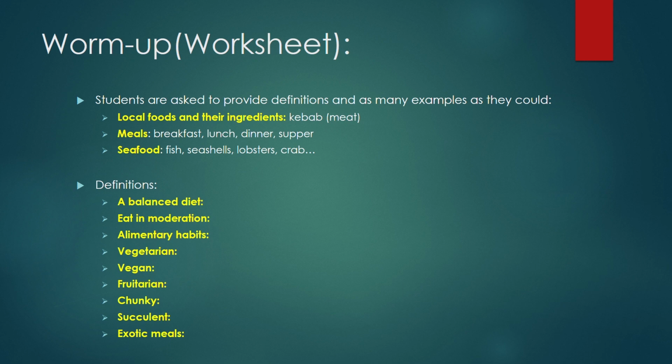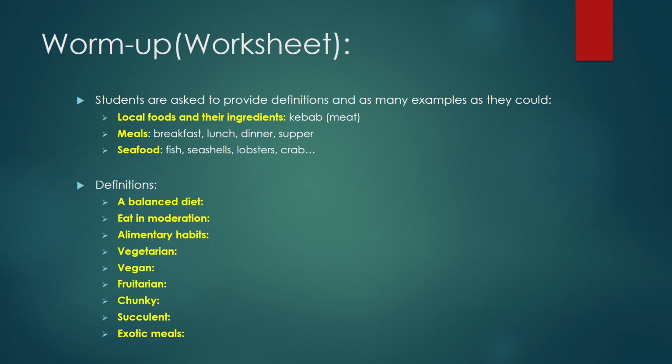Definitions. So balanced diet. Balanced diet means a kind of diet in which people will have everything: vitamins, fruits, vegetables, meat. So it is a balanced diet. It has everything in balance. Eating in moderation means eating as much as your body needs, not too much, not binge eating, not overeating, or not, let's say, eating less than you need, like, let's say, the case of people with anorexia.